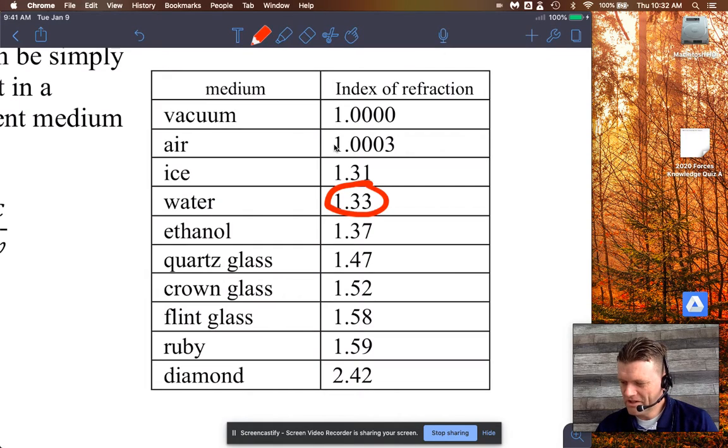And then the cool one is diamond, and we'll mention that near the bottom. Diamond is one of the most dense mediums out there that is still transparent to light, which is kind of cool. So it's basically got the highest index of refraction of any of the materials I'm aware of.